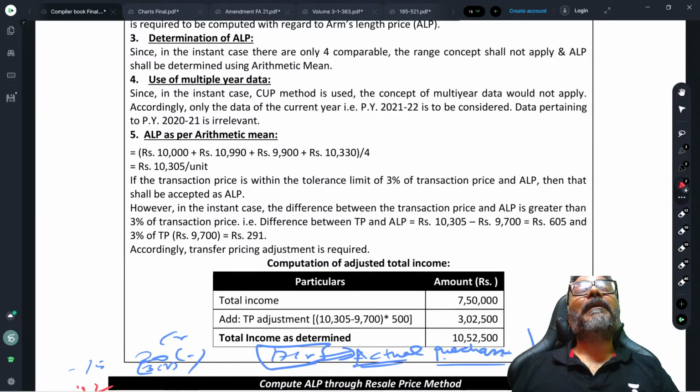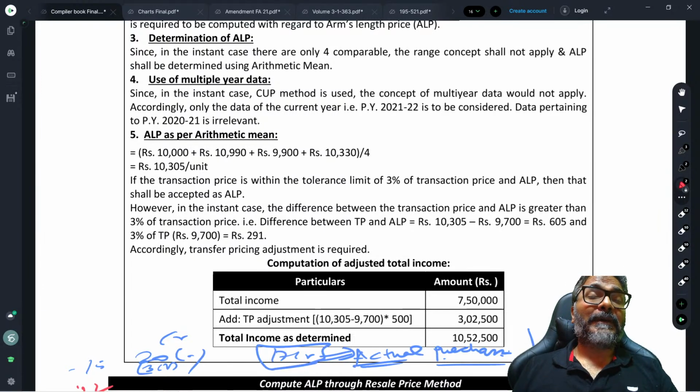The arithmetic mean will be compared with the transfer price, and the difference between the two, the difference between the arithmetic mean and the transfer price, if the difference exceeds 3% of the transfer price, in that particular case, your transfer price will be rejected, and your ALP, which is the arithmetic mean, is what will be considered for the purpose of the transfer pricing adjustment.